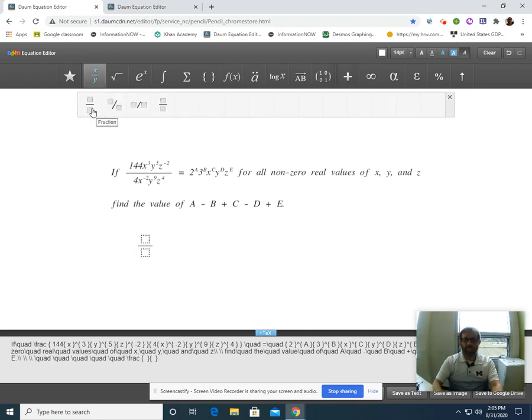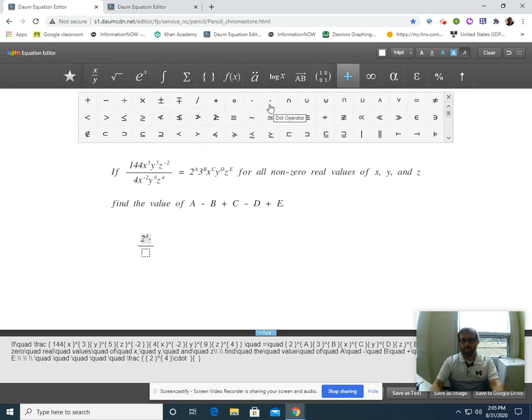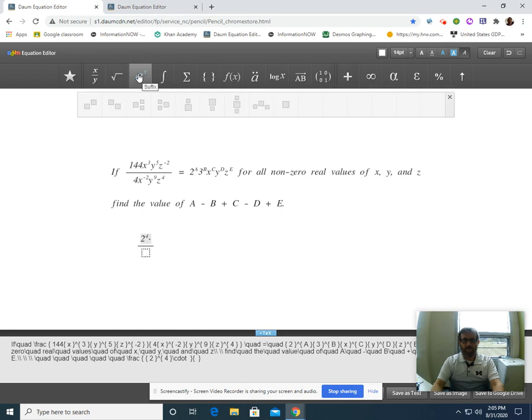We're going to have the fraction, and we're going to break down 144. And if you break down 144, factor tree, it's 12 times 12, and 12's breakdown. Hopefully you don't have any problems doing that. You get 2 to the 4th power times 3 to the 2nd power.